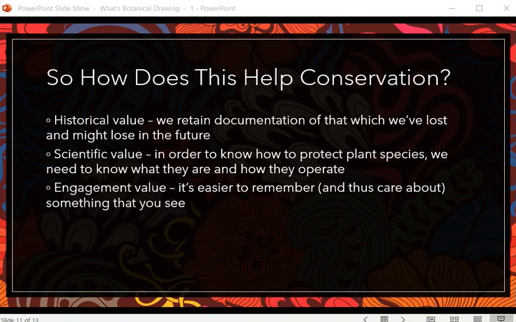And finally, it creates engagement. It's much easier to remember, and thus care about, something that you see. This draws attention to things people usually don't think about. For example, do you know any endangered plants in your area? There isn't a lot of documentation on the New York government website about it. It's not well known. And so having this art, having these illustrations, helps get people to pay attention to things that are normally overshadowed by pandas, essentially.